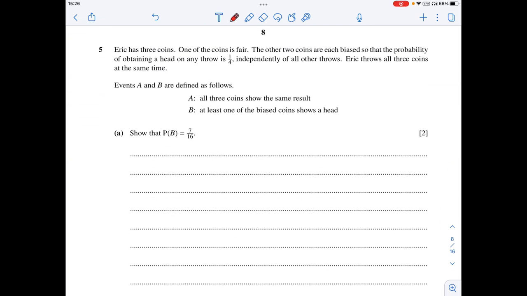Question number 5. Eric has 3 coins. One of the coins is fair. The other 2 coins are each biased, so that the probability of obtaining heads on a throw is 1 upon 4, independently of all the 3 throws. Eric throws all 3 coins. Event A: all the 3 coins show the same result. Event B: at least one of the biased coins shows a head. Show that the probability of B is 7 upon 16.